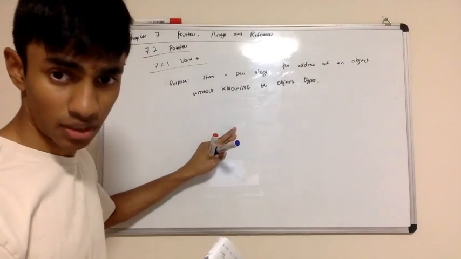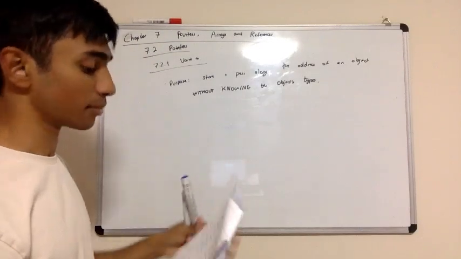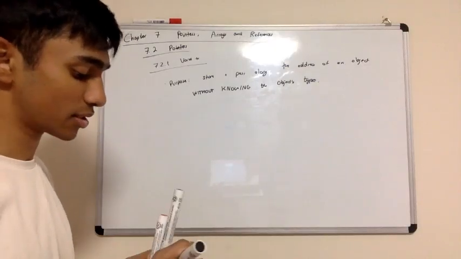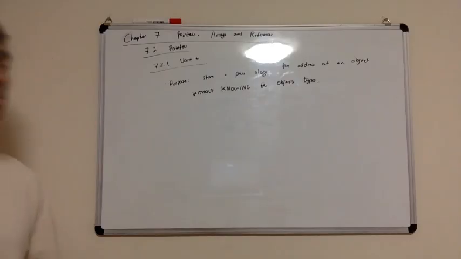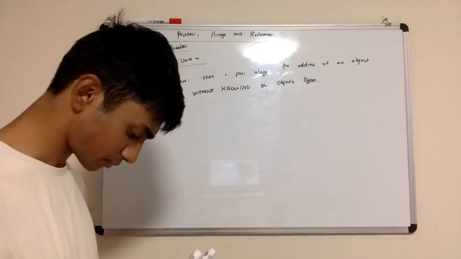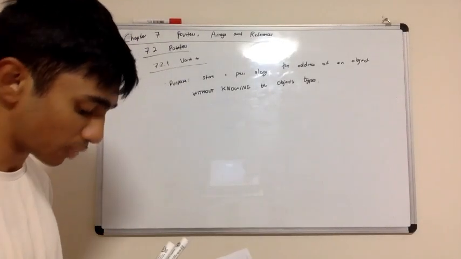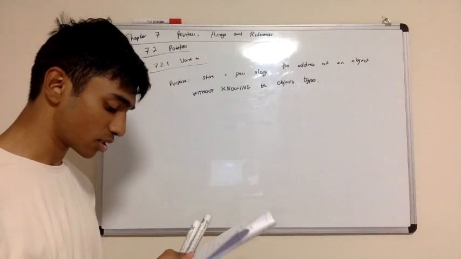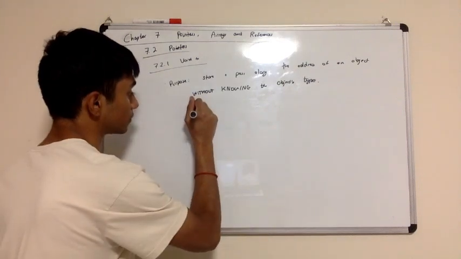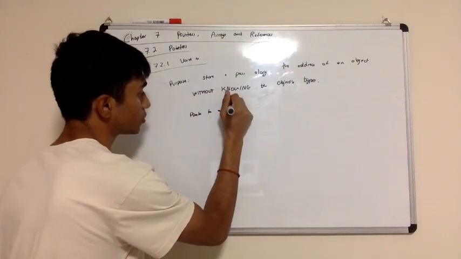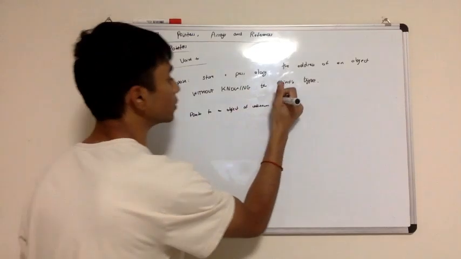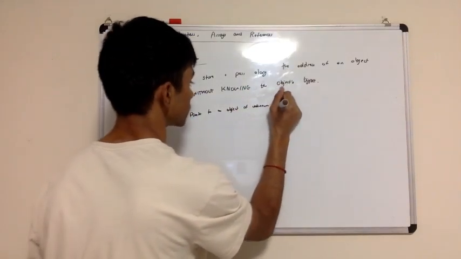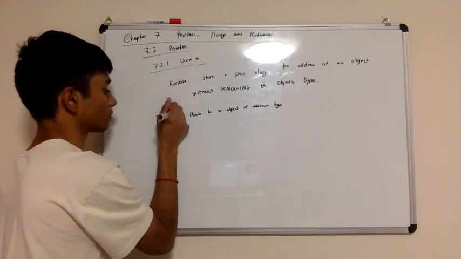But sometimes in some code, if you somehow do not know the type of object, then you can only refer to it using a void pointer. So void star can be read as pointer to an object of unknown type. This is how the compiler would essentially translate it: a pointer to an object of unknown type.